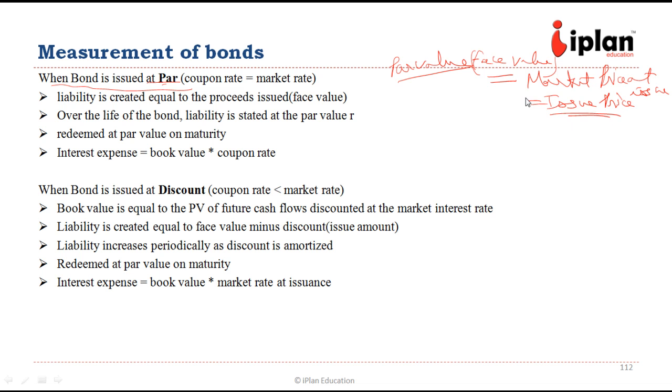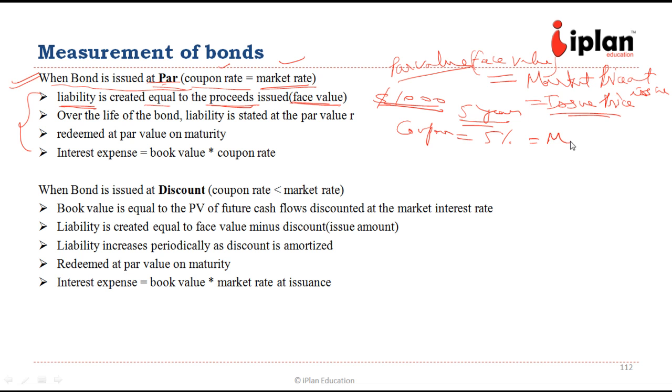So this can happen only when the coupon rate is equal to market rate. When there is a bond which is paying coupon periodically equivalent to the market interest rate, that will be traded at par value. So in such cases, this is how we do the measurement. First, the liability is created equal to the proceeds, in this case which is going to be equal to face value. So suppose it was a $1,000 bond, say for 5 years, and the coupon rate is 5%, which is equal to the market interest rate.